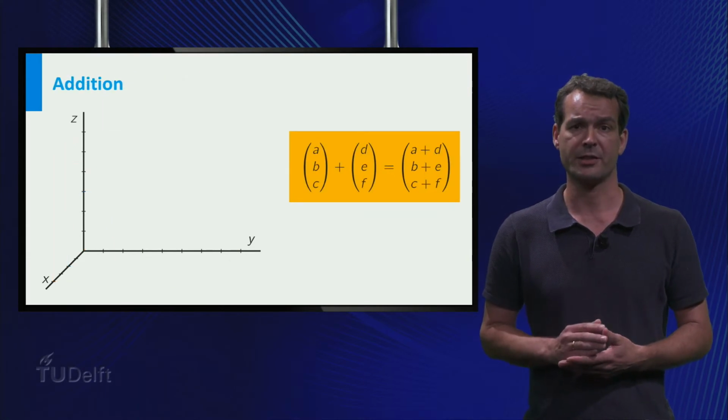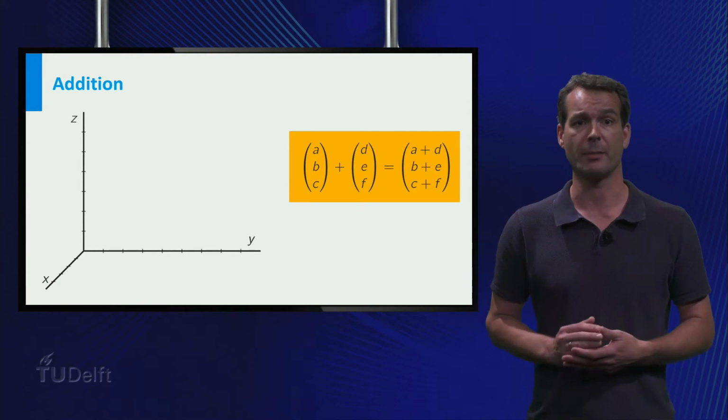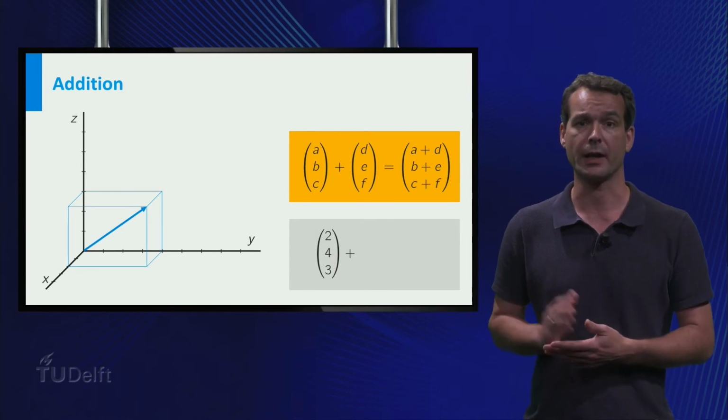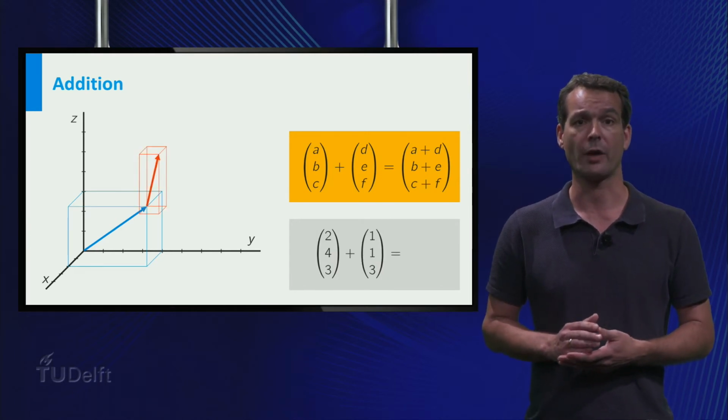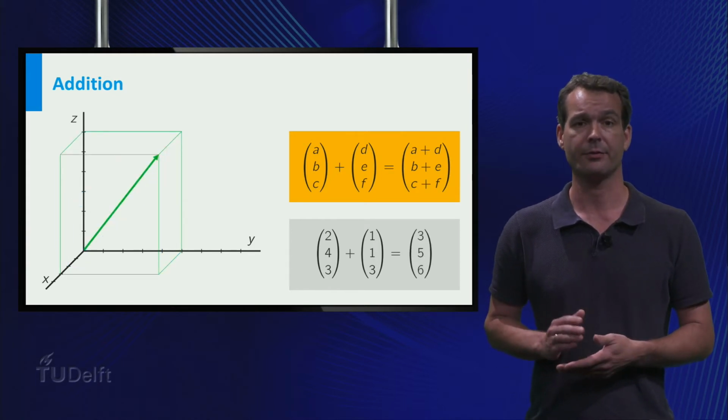Addition of 2 vectors is still putting them head to toe, and the calculation is the same as for 2-dimensional vectors. You can add them component-wise. For example, take the vector 2, 4, 3 again and add the vector 1, 1, 3. Then the resulting vector is 3, 5, 6.